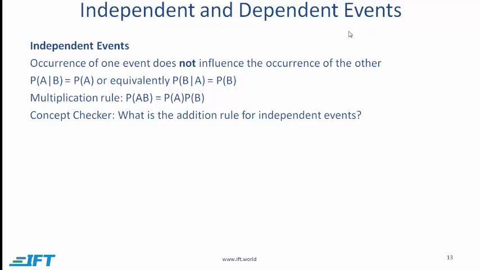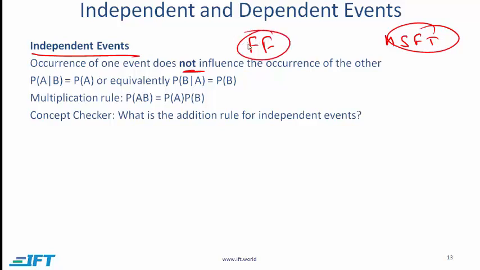Independent and dependent events. First, let's talk about independent events. This is where the occurrence of one event does not influence the occurrence of the other. Take a simple example. Let's say that you have a particular stock in a country in Asia. So let's say we have a stock called 4G fertilizer, and you have another stock in the United States, different country, completely different industry. So you have these two stocks, a Microsoft stock and a 4G fertilizer stock.